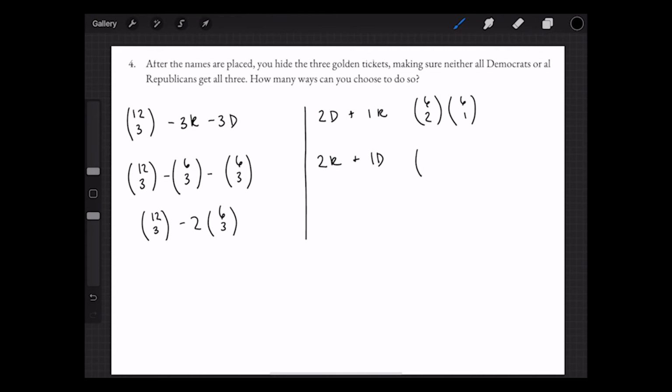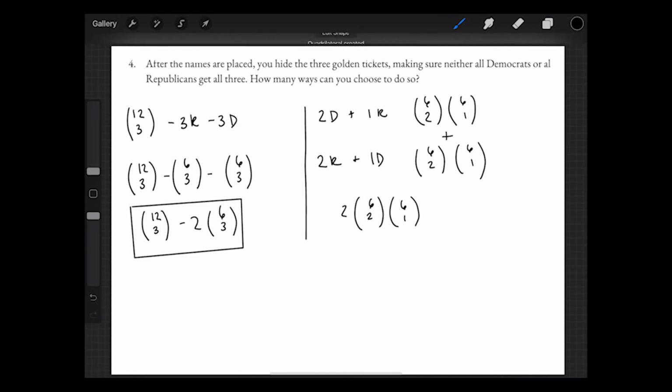And these 2 counts get multiplied together because they're both independent of each other. The number of ways we can count a group of 2 Republicans and 1 Democrat is written exactly the same. And now these 2 counts get added together because the total value we're looking for includes the number of groups with 2 Democrats and 1 Republican and the number of groups with 2 Republicans and 1 Democrat. If we simplify this out, it can be written as 2 times 6 choose 2 times 6 choose 1.